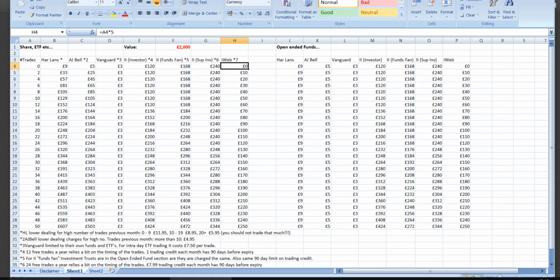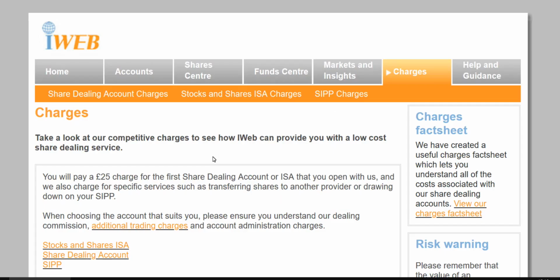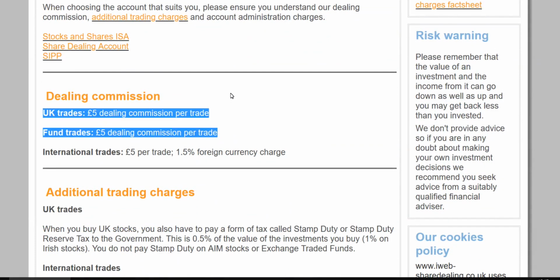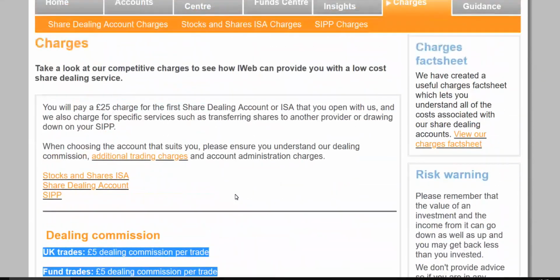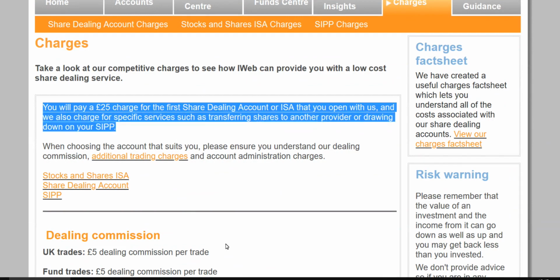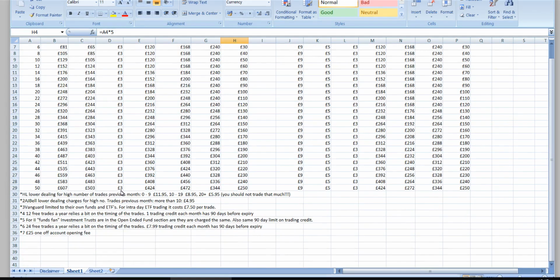And then iWeb is the last one. Now look how quick this is going to be. With iWeb, it's £5 a trade and nothing else. They also charge you £25 to open the account. So it's £25 plus £5 a trade, whether it's a fund or an ETF or a share.